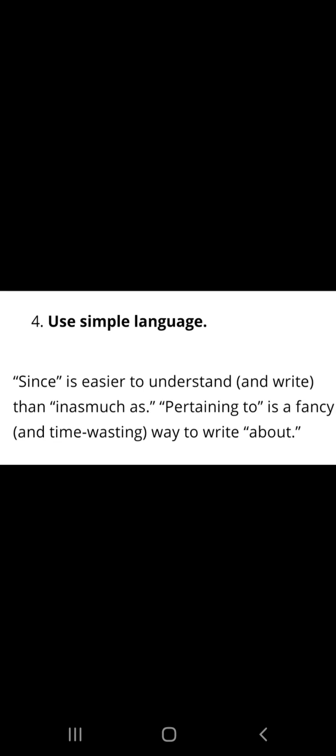Use simple language. Now this word since is very easy to understand. In place of in as much as, pertaining to. These are fancy and time wasting words. This you can use while you are writing your literature exam, because they will give you marks. But in report writing you have to be very simple and easy. So since is the correct word in place of in as much as or pertaining to.